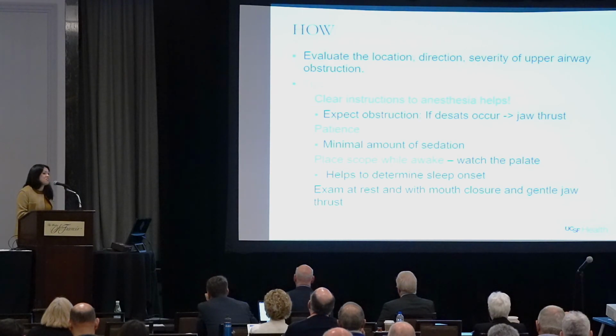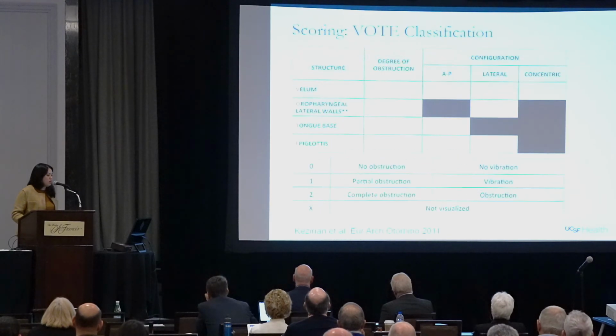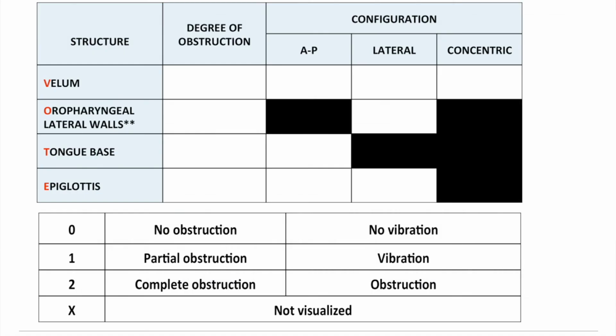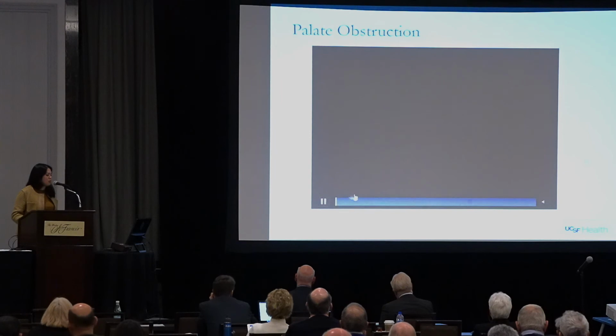Have a lot of patience, because you really want that minimal amount of sedation to capture as they're going to sleep. If you do too much sedation, patients will obstruct completely. So you want to place the scope while they're awake and watch for obstruction to start. The scoring classification is the VOTE, written by Eric Kazarian and a couple others. You're looking at the velum, oropharynx, tongue base, and epiglottis, and you're grading partial versus complete collapse. Complete is defined as anything greater than about 75% collapse in a variety of directions. So we'll see a couple examples here.